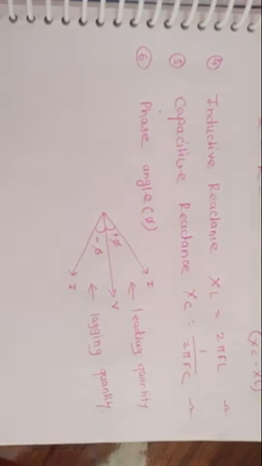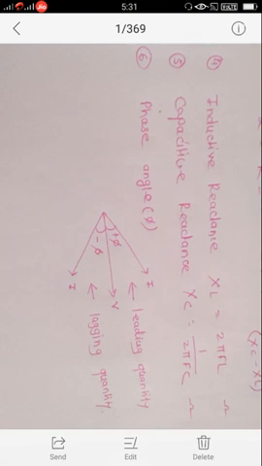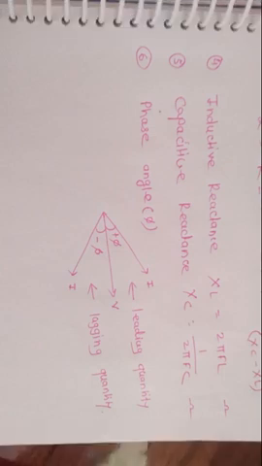Now we will see leading quantity and lagging quantity. In simple language, when the value of phase angle is positive, then the quantity is a leading quantity, or we can say that this quantity leads the other quantity, and when the value of phase angle is negative, then this quantity is lagging to the other quantity.